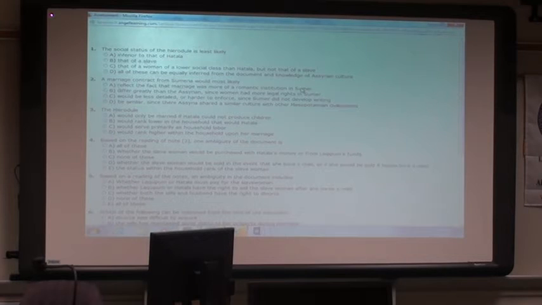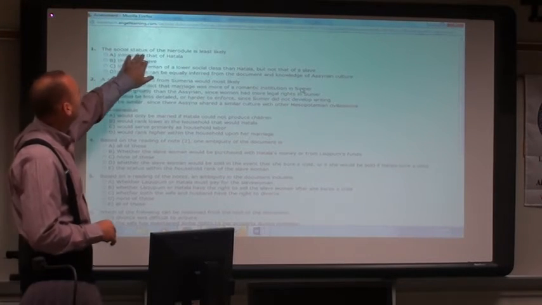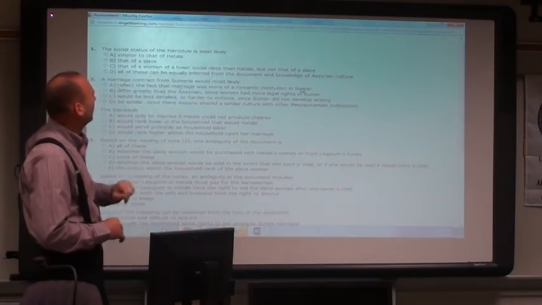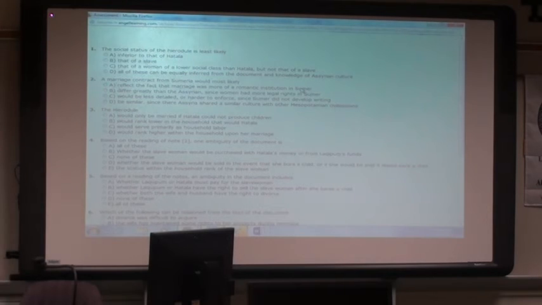But when you break down these questions, there are going to be some clues. Right? The social status of the Eridul is least likely. The Eridul is a term that is defined in the document, so you would go there and look for that definition. Essentially, it was a slave woman who was bought for the purpose of having the husband's children.